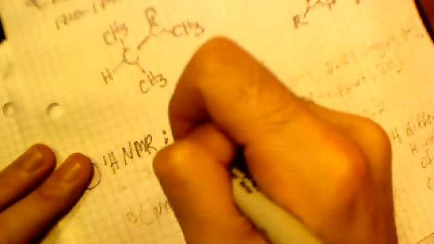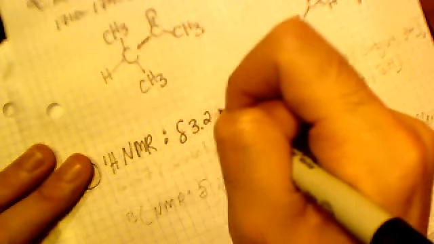proton NMR data that they give us. There's a chemical shift of 3.28.